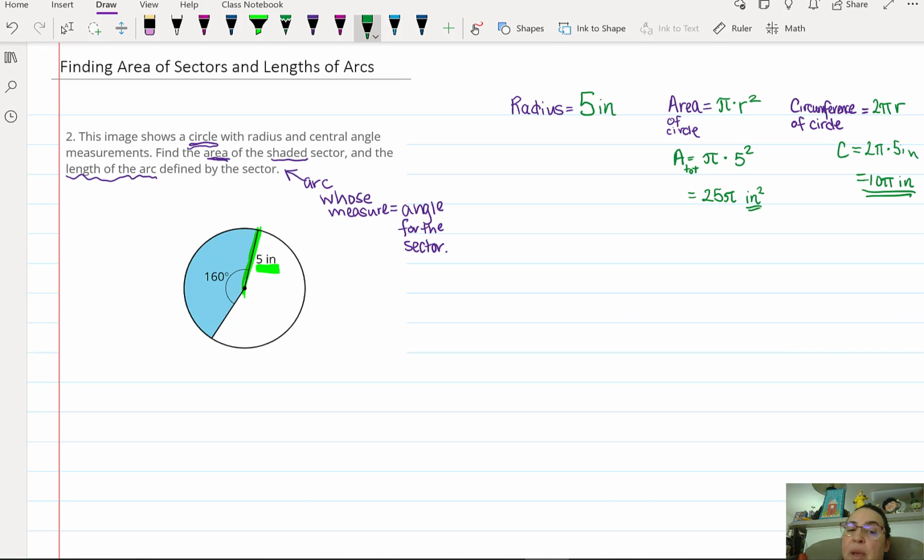Here's the last step. I just need to figure out what fraction of my total circle I have shaded. And then exactly that fraction of the circumference is what I need for the arc, and that fraction of the area is what I need for the area of my sector. So in my shaded problem, what's my angle? That's the next question. My angle is 160 degrees.